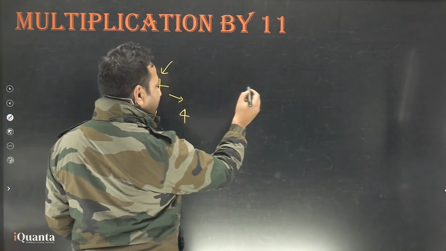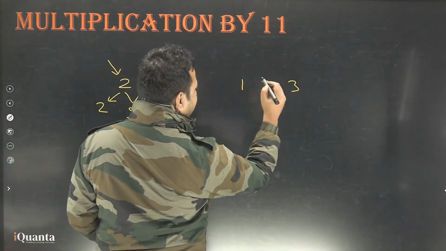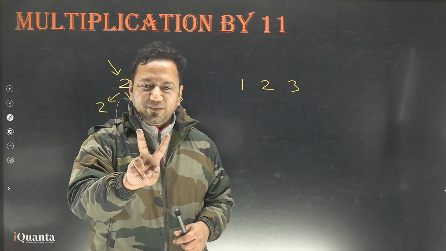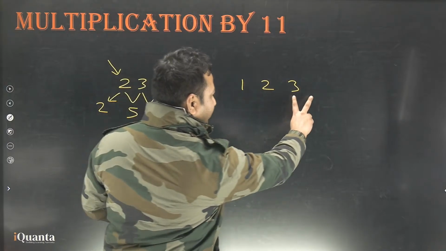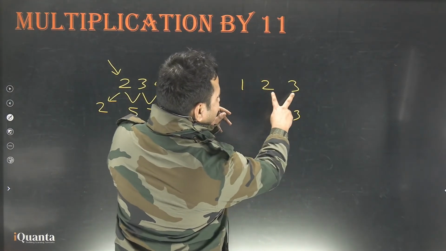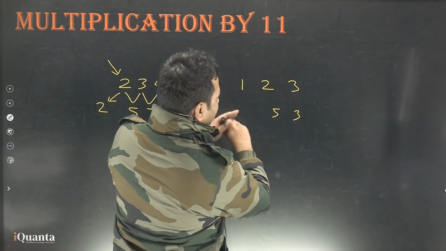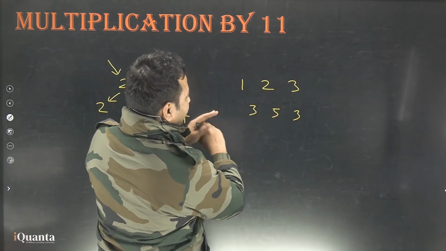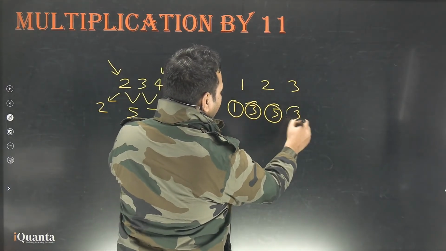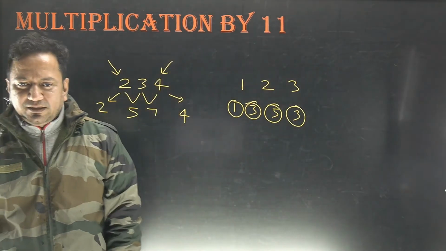I'll show you one more example. 123 multiplied by 11, 3 plus nothing. So look at my fingers. My fingers are forming a V shape. 3 plus, here there is nothing. 3 plus nothing is 3. 2 plus 3 comes out to be 5. 2 plus 1 comes out to be 3. 1 plus nothing comes out to be 1. So this is why this thing is working. 1, 3, 5, 3. All right.